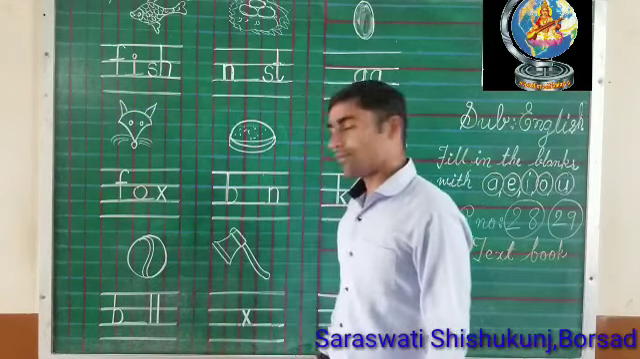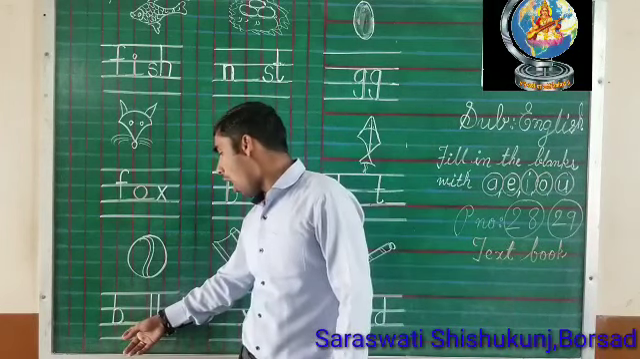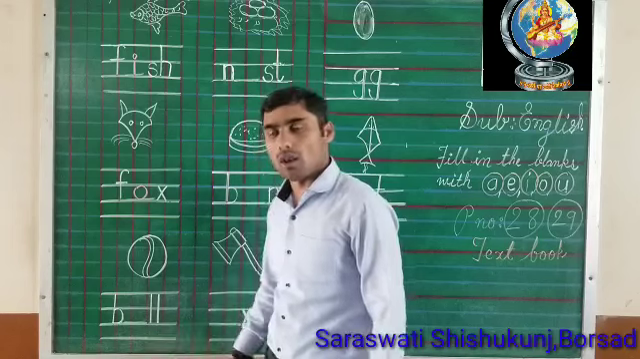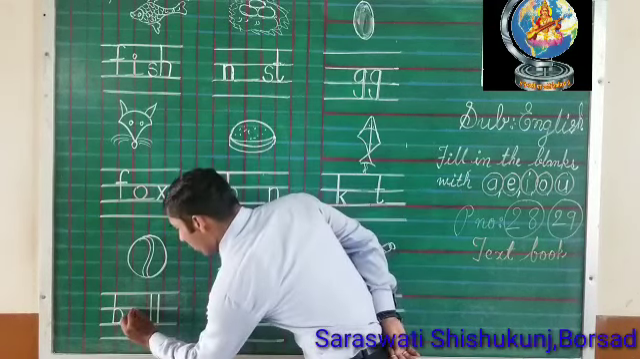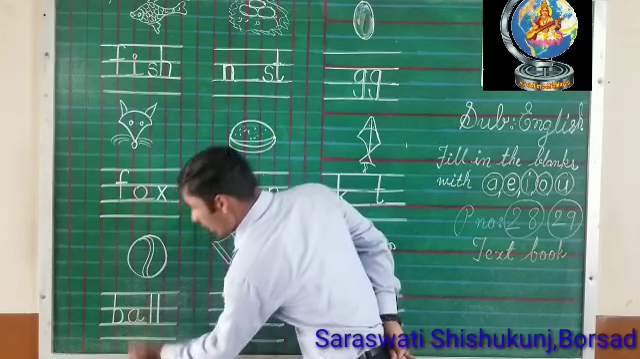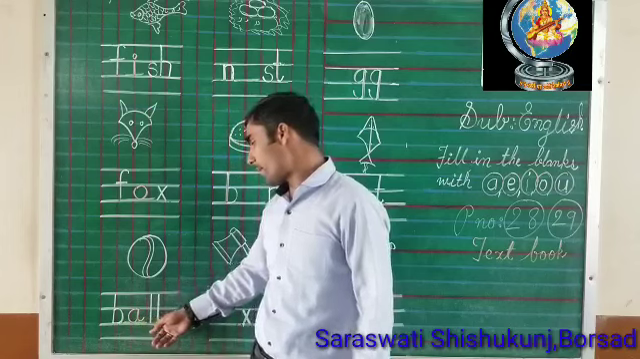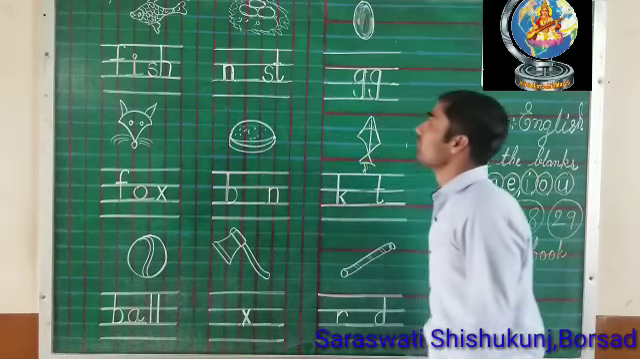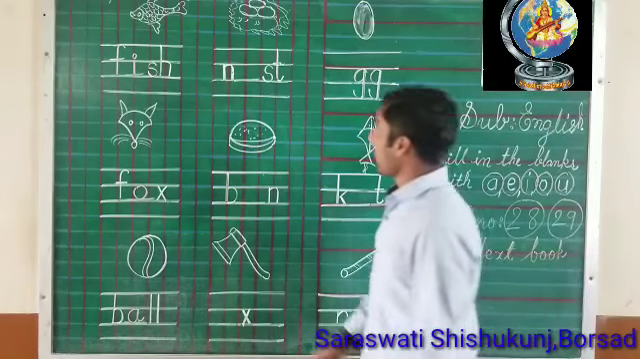Next picture is ball. Okay. Here again A vowel will come, right? And read the full spelling. B, A, double L, ball. First line is completed. Now second line.